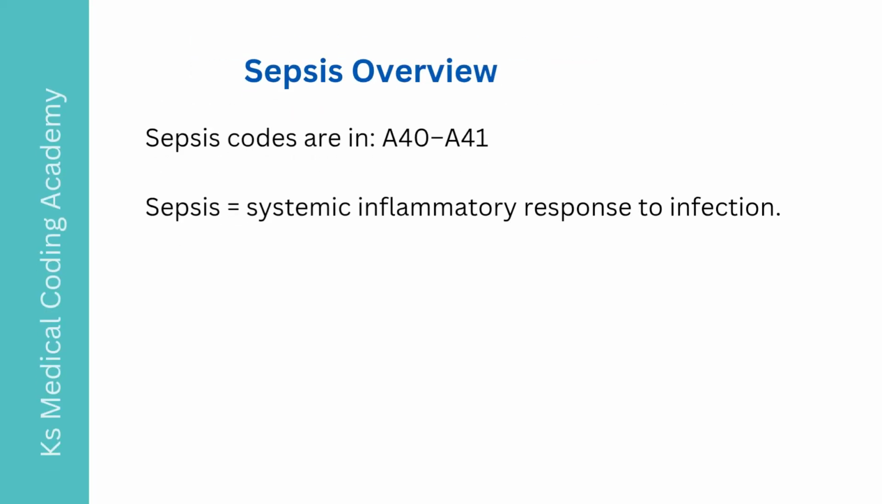Sepsis Overview. Sepsis codes are found in categories A40 and A41. Sepsis is a systemic response to infection and must be distinguished from localized infections.